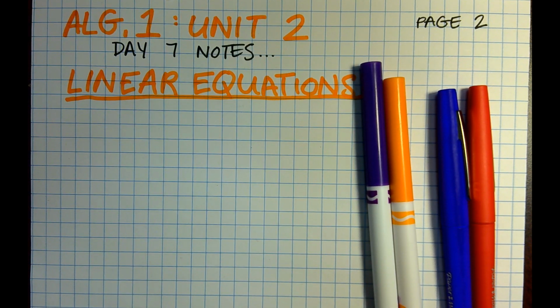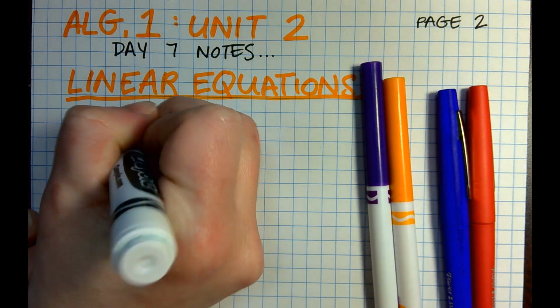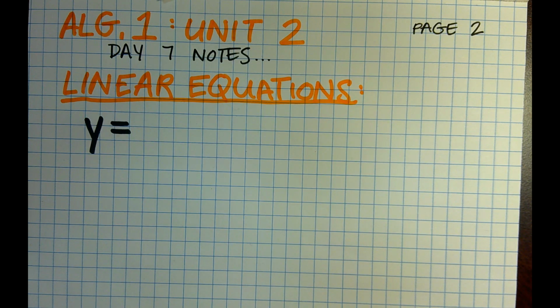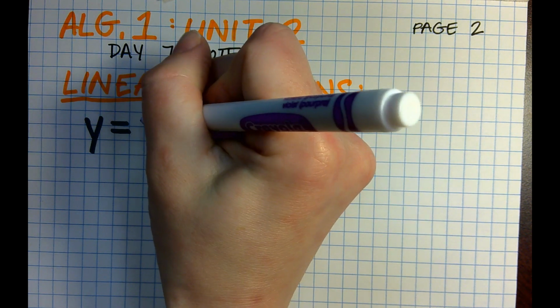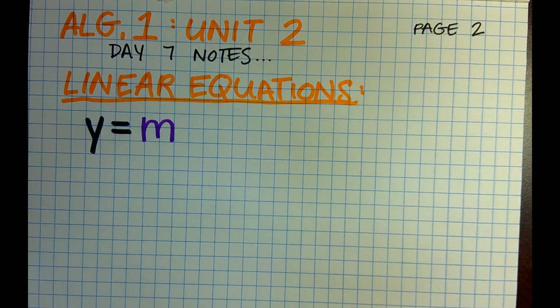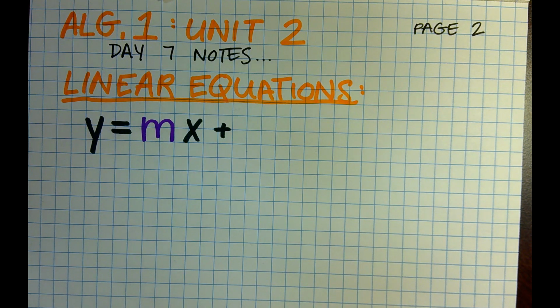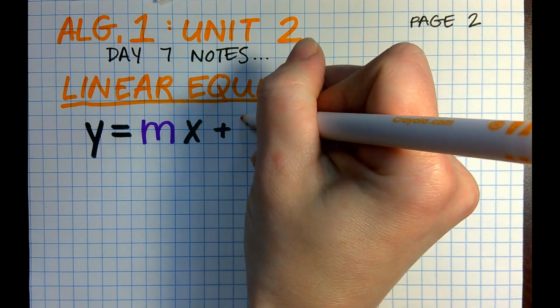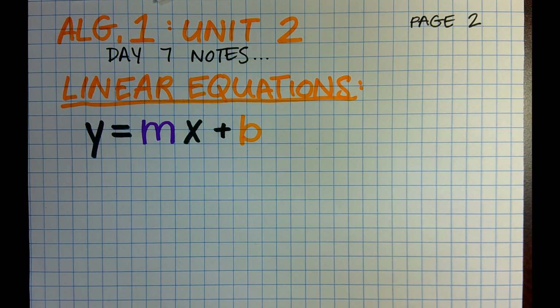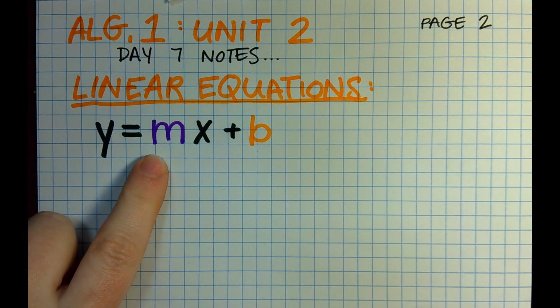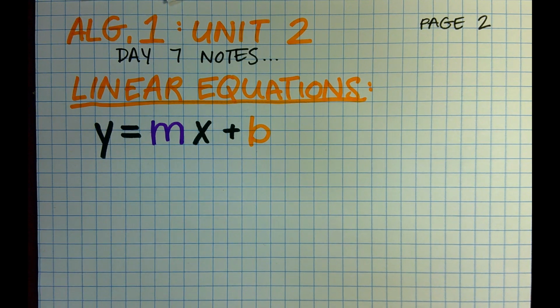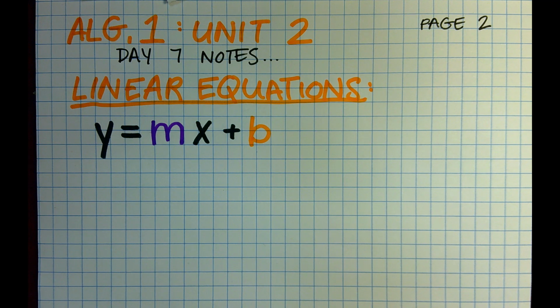Here is what I'm going to have you write. Y equals M. M is purple. X plus B, as in boy, B is orange. Y equals MX plus B. You will see this every day from today until the end of this unit. So we're going to use it a lot, and I'll teach you what it means.